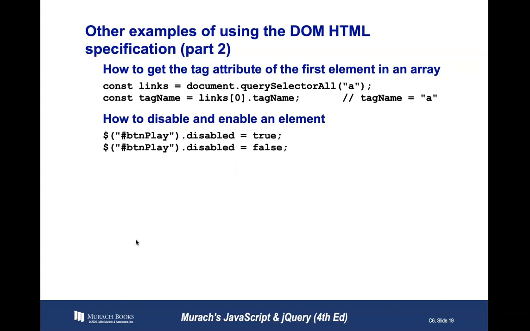Other examples of this: we can get the tag attribute of the first element of an array. So take a look at this. We have links, which equals querySelectorAll, again, a collection of links. And if we do links[0].tagName, we would find its own tag name, which is going to be A for anchor. We could also disable or enable an element just by targeting its disabled property.